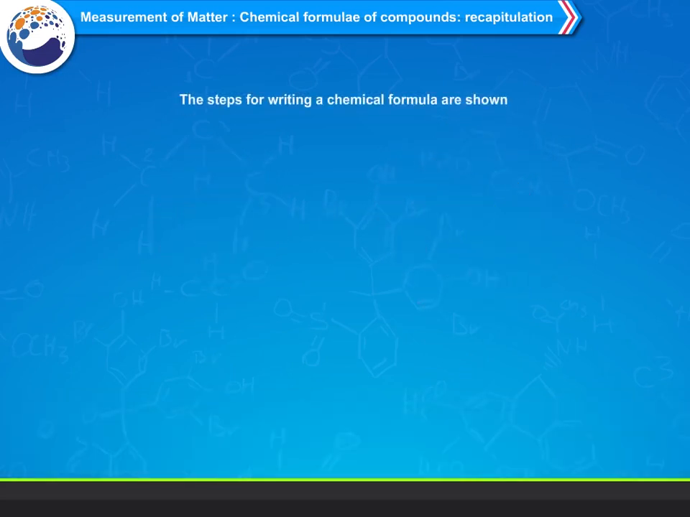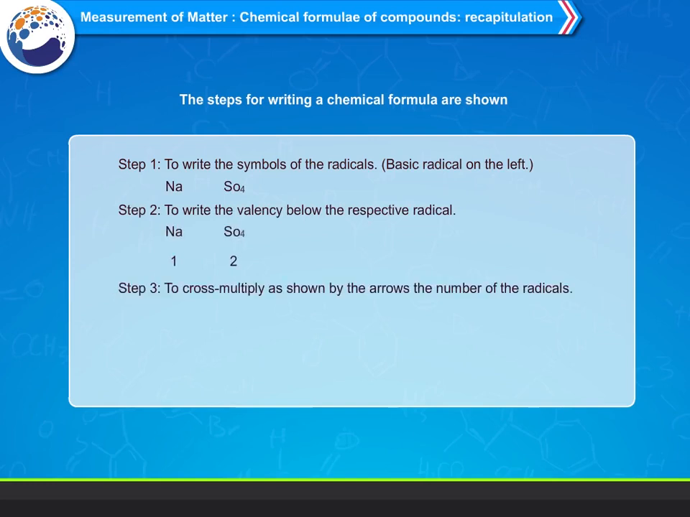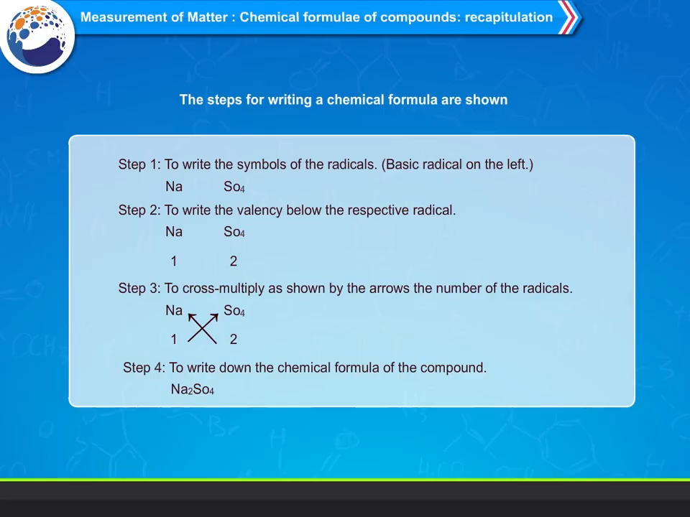The steps for writing a chemical formula are shown. Step 1. To write the symbol of the radicals, basic radical on the left: Na SO4. Step 2. To write the valency below the respective radical: Na SO4, 1, 2. Step 3. To cross multiply as shown by arrows the number of radicals: Na SO4, 1, 2. Step 4. To write down the chemical formula of the compound: Na2SO4.